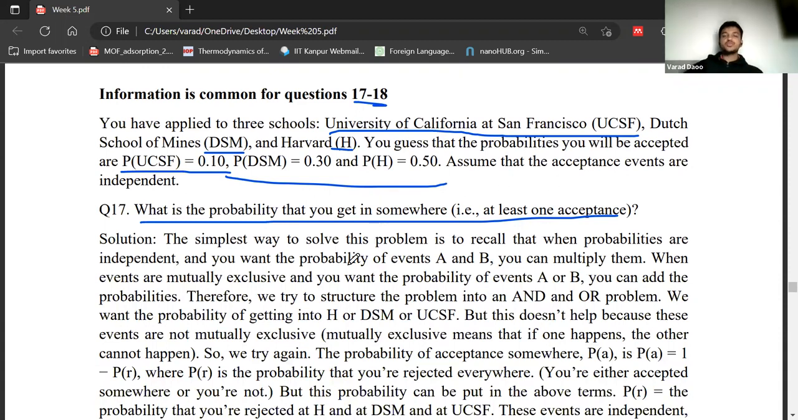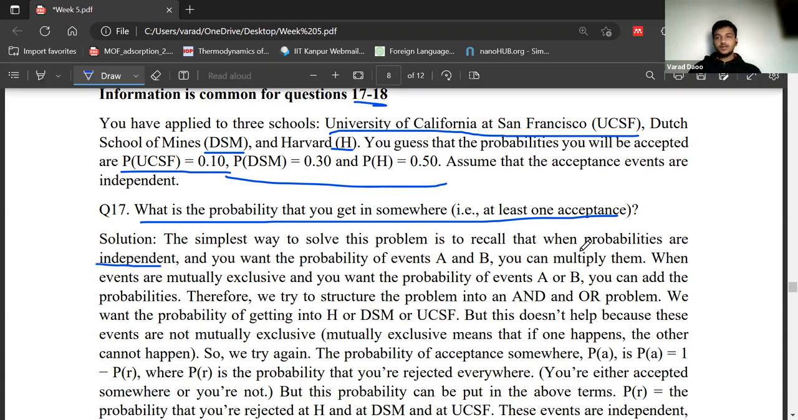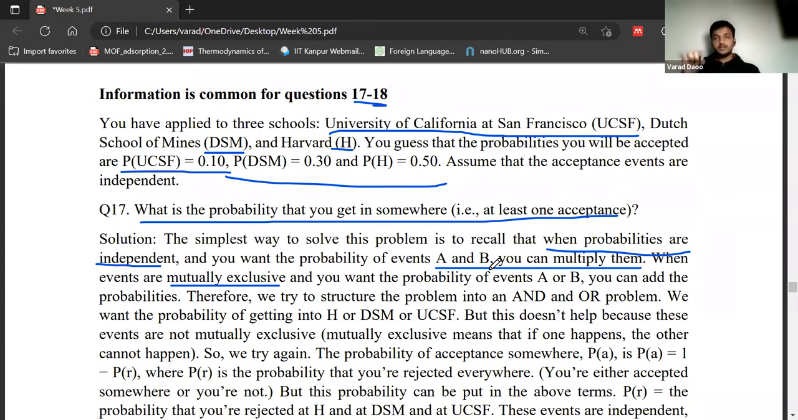The simplest way to solve this problem is to recall that when probabilities are independent, and you want the probability of events, let's say the events are A and B, you multiply them. So the probability of A and B occurring simultaneously is the probability of A multiplied by the probability of B. When events are mutually exclusive and you want the probability of A or B, you add the probabilities.